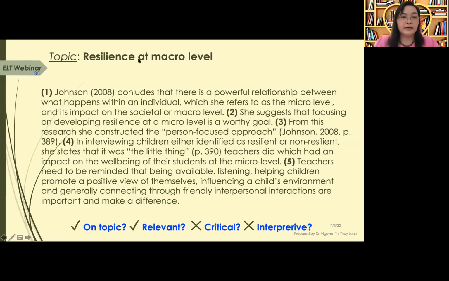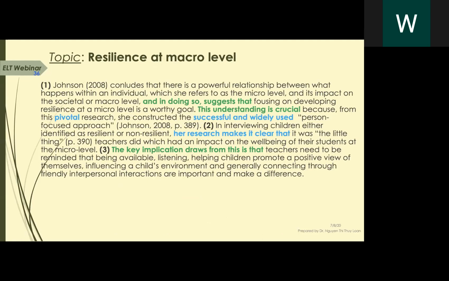You can see resilience at the macro level, relevant to this topic. Yes, what they review is related to the topic. But it's not critical, it's not interpretive, because it lacks the language showing the writer's evaluation in writing the literature. So now let's come to the revised version of this paragraph in order to see how we include and show our interpretation.